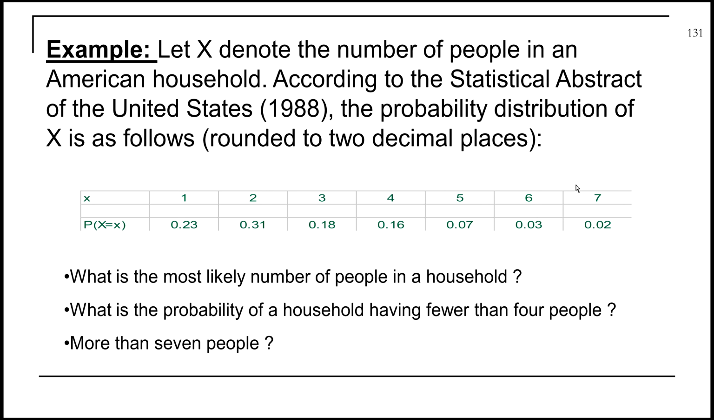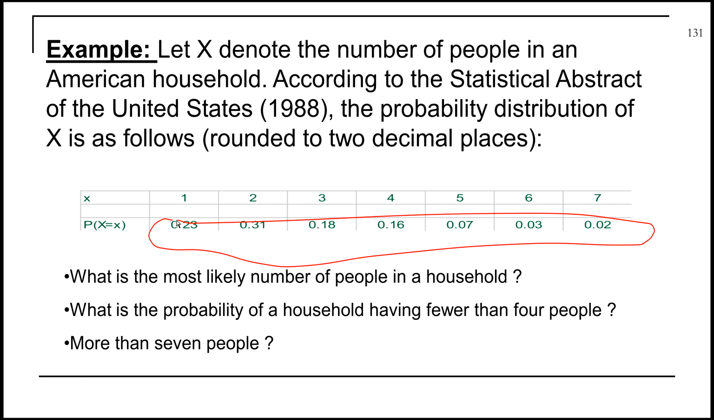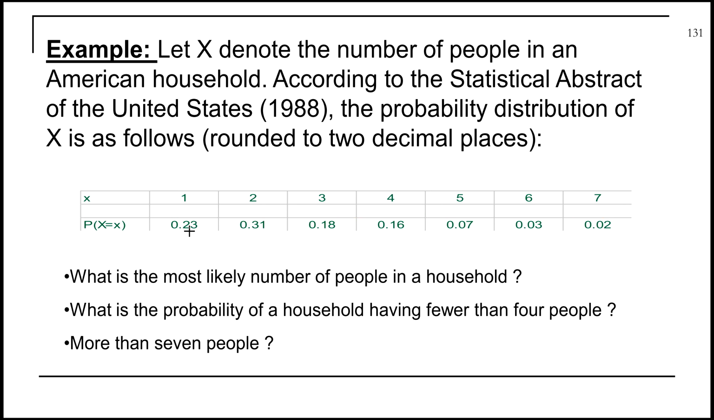As an example, discrete random variables are often shown in a probability table. This is the number of people in an American household, 1, 2, 3, 4, 5, 6, up to 7. If we add these probabilities together, you'd see they add up to 1. And then a question would be, what's the most likely number of people in a household? Just where is probability the highest? And that would be 2. What's the probability of a household having fewer than 4 people? You can have 1, 2, 3. So you'd add up 0.23 plus 0.31 plus 0.18.